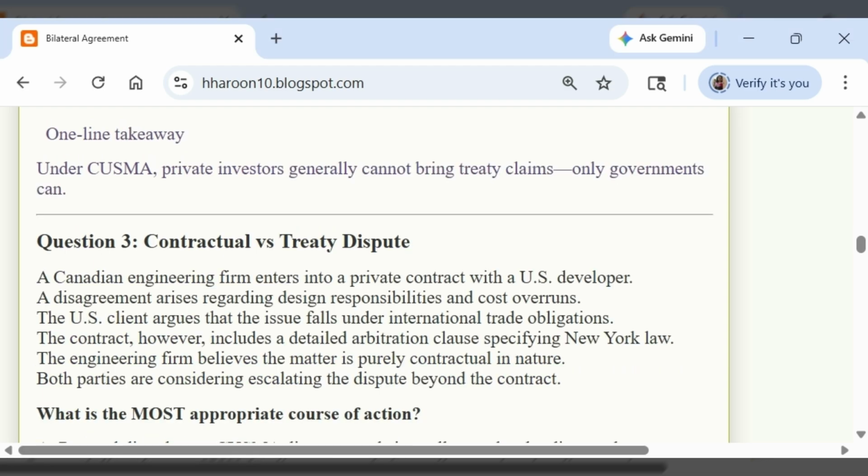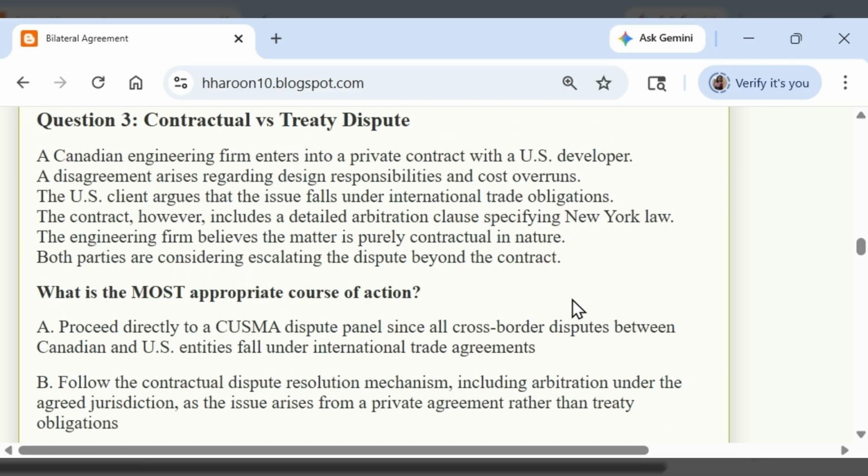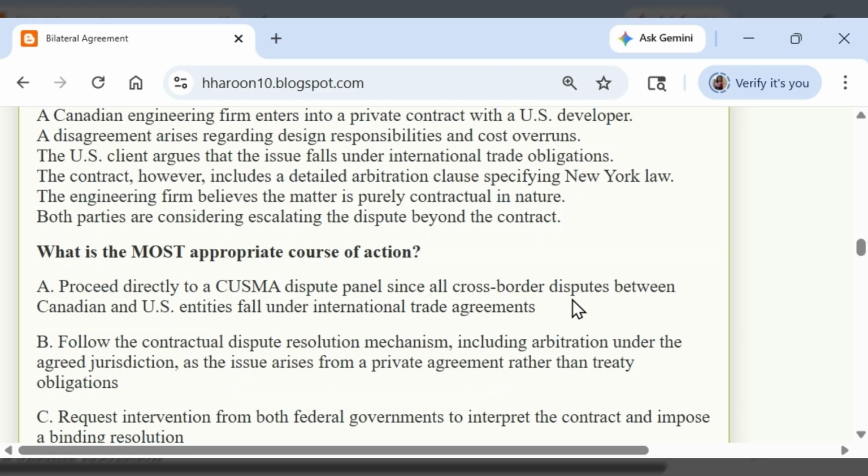A Canadian engineering firm enters into a private contract with a US developer. A disagreement arises regarding design responsibilities and cost overruns. The US client argues that the issue falls under international trade obligations. The contract, however, includes a detailed arbitration clause specifying New York law. The engineering firm believes the matter is purely contractual in nature. Both parties are considering escalating the dispute beyond the contract. What is the most appropriate course of action?